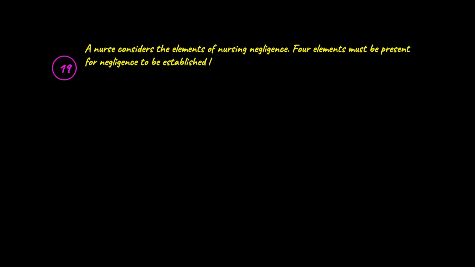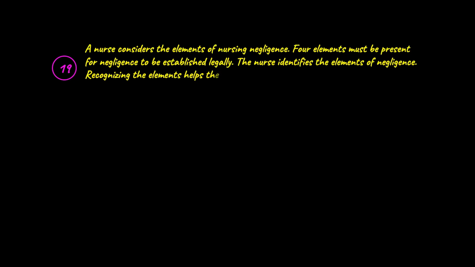Question 19. A nurse considers the elements of nursing negligence. Four elements must be present for negligence to be established legally. The nurse identifies the elements of negligence. Recognizing the elements helps the nurse practice safely and document carefully, since each element must be proven in any legal claim against a nurse. Your options are A.